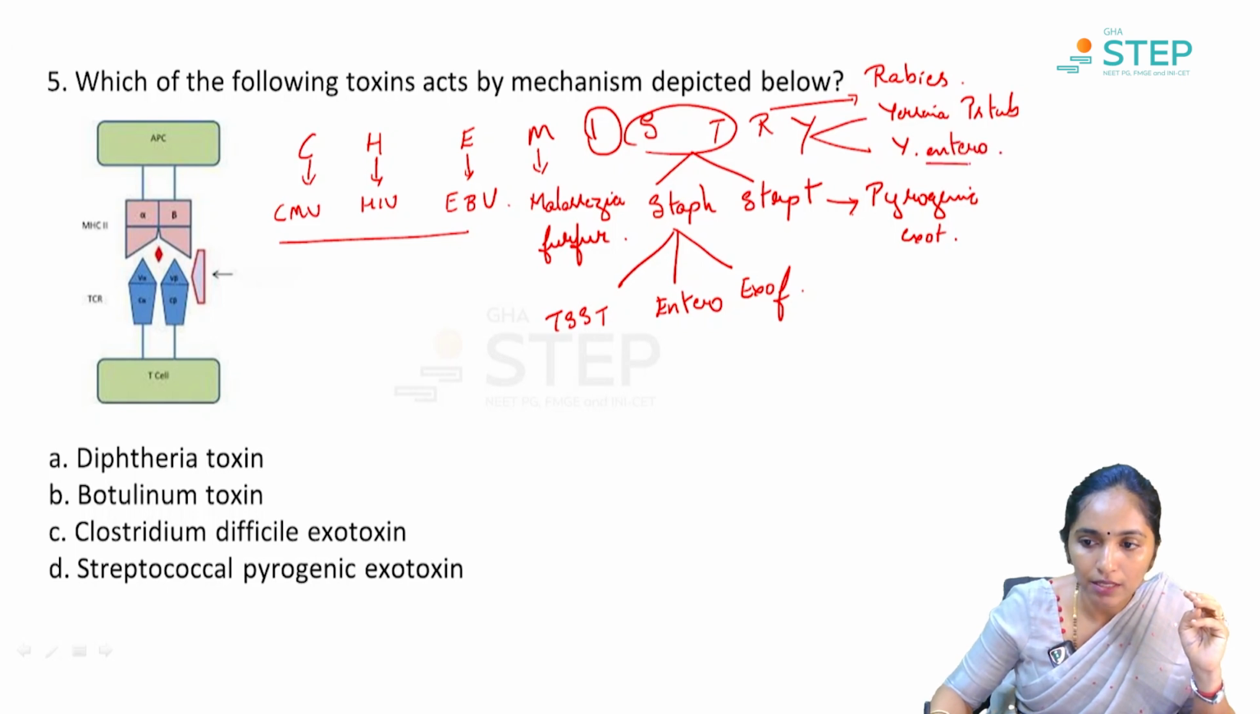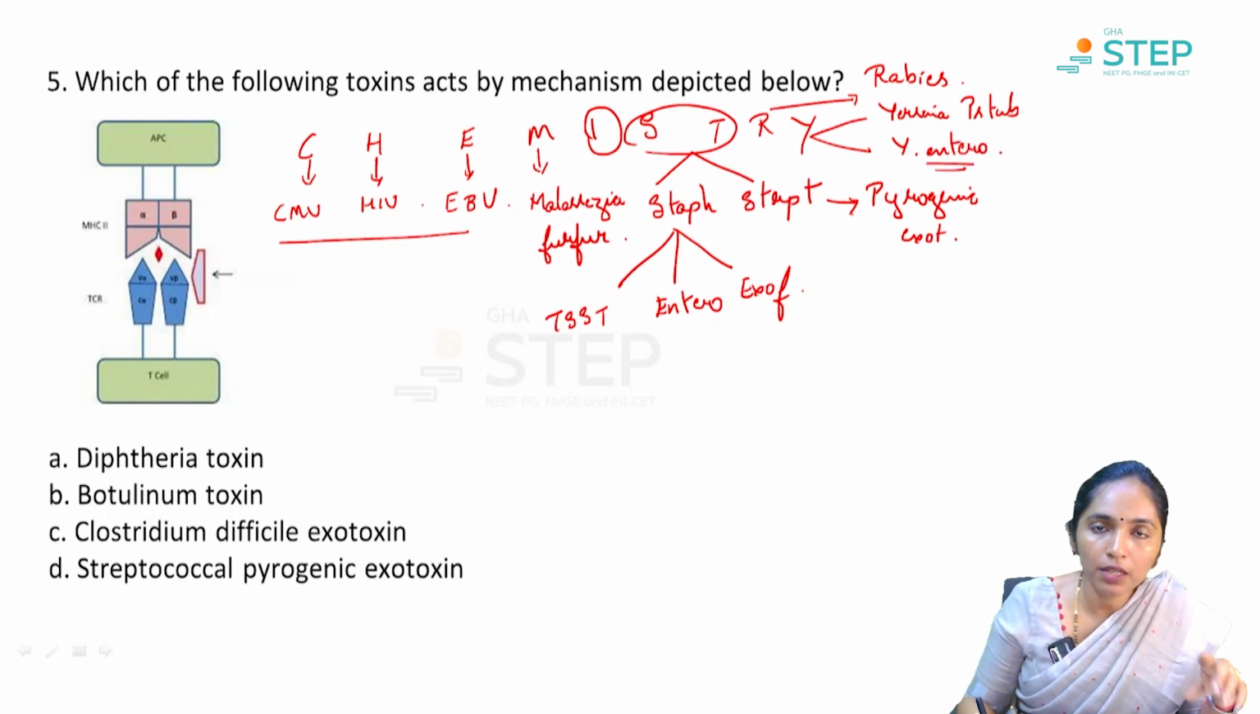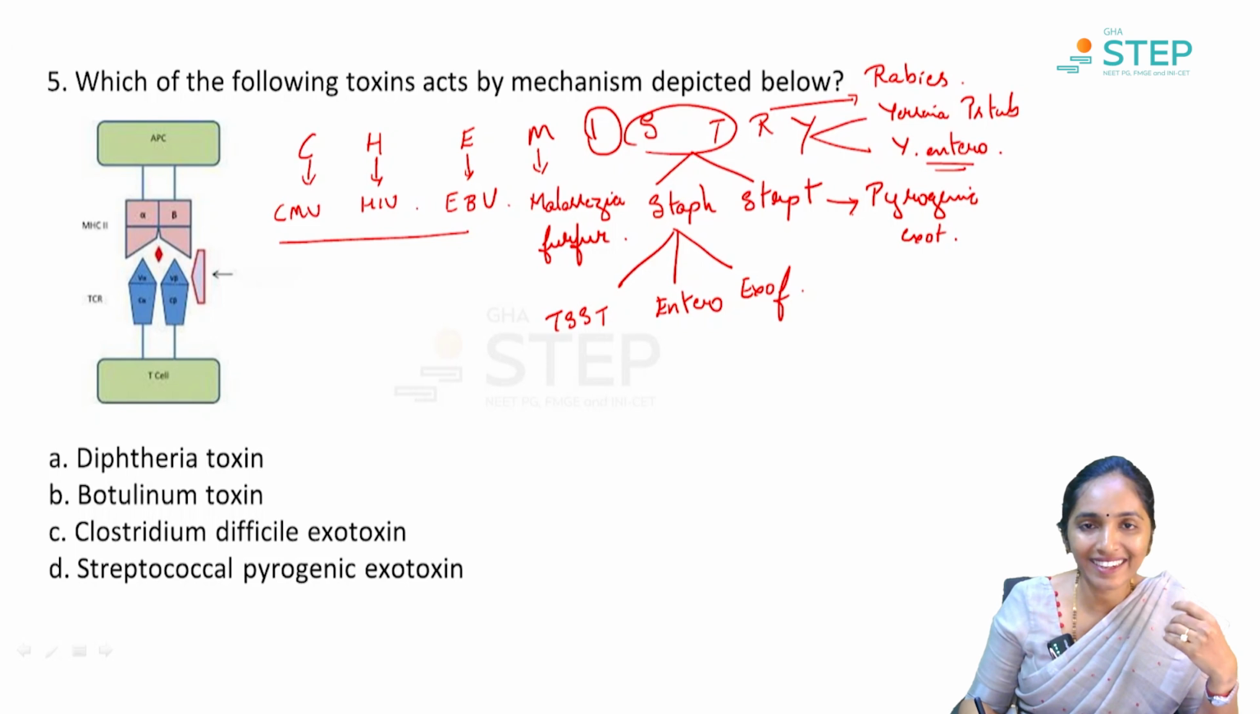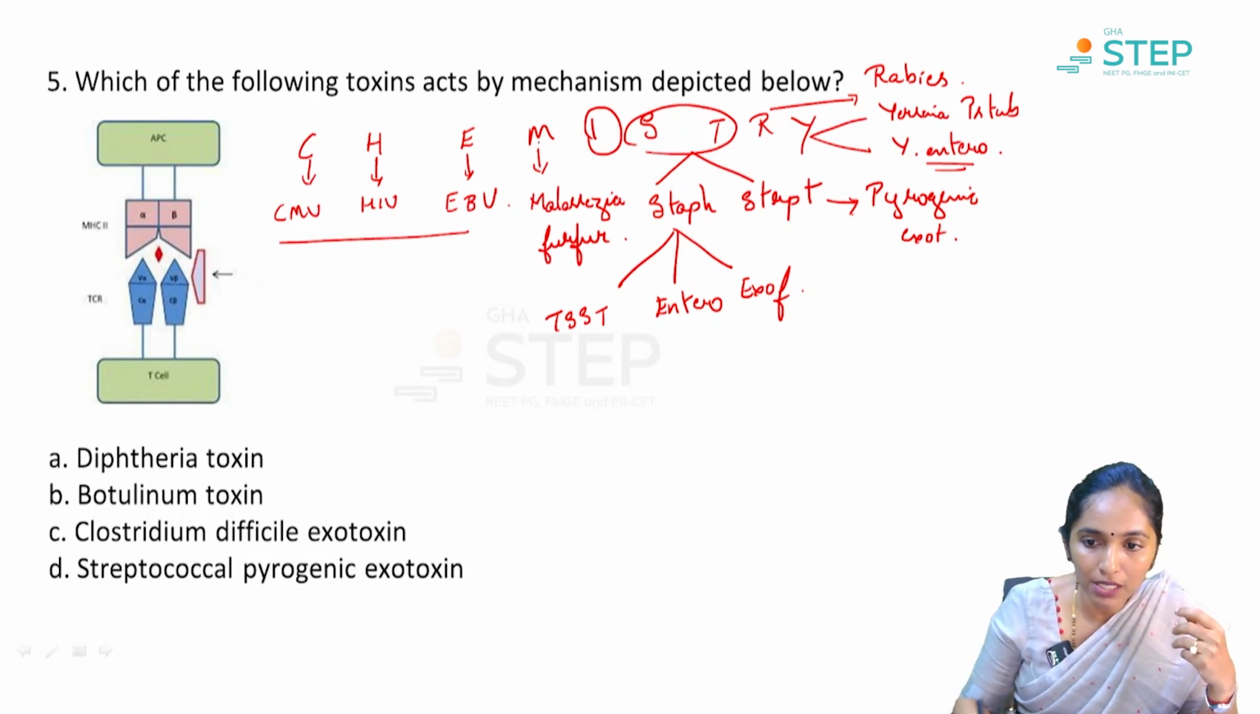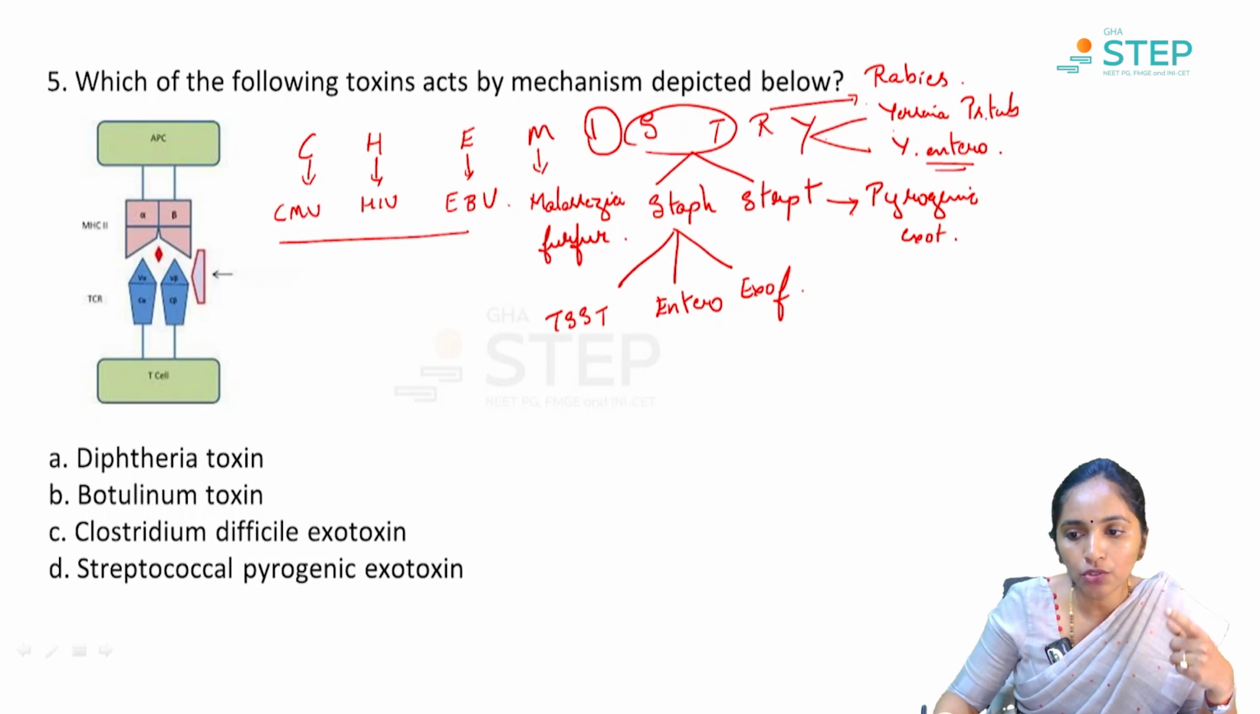So is it clear? So how do we remember superantigen? We used to act like superman and woman during chemistry lab, right? So chemistry is the mnemonic. C for CMV, HIV, EBV, Malassezia for a fungal agent. Then ST for staphylococcal and streptococcal superantigen. R for rabies and Y for Yersinia, that is pseudotuberculosis and Yersinia enterocolitica.